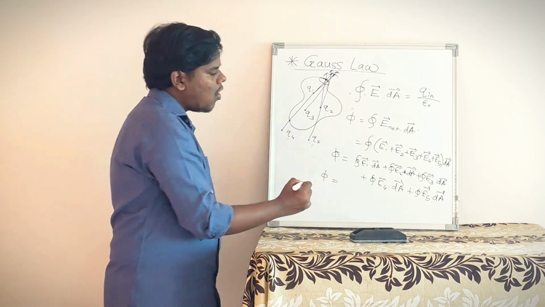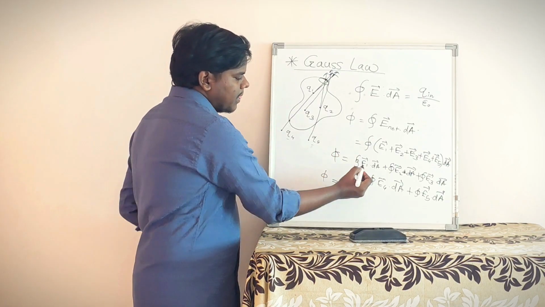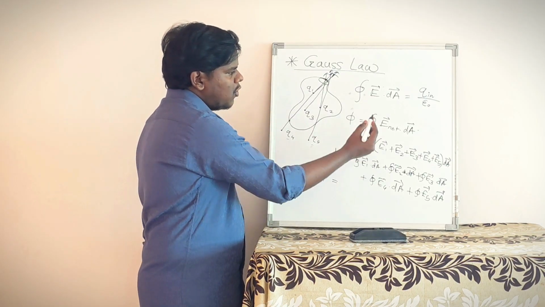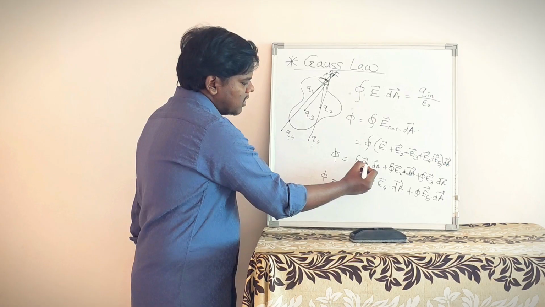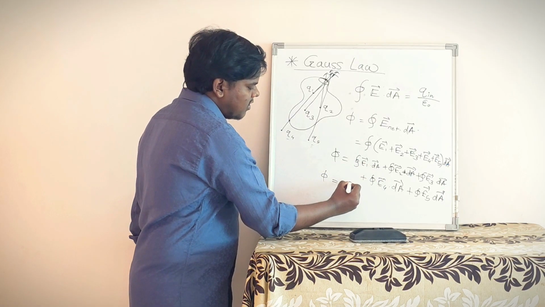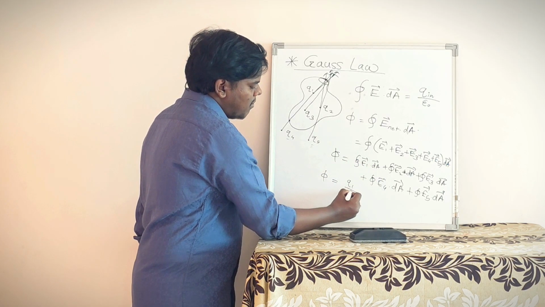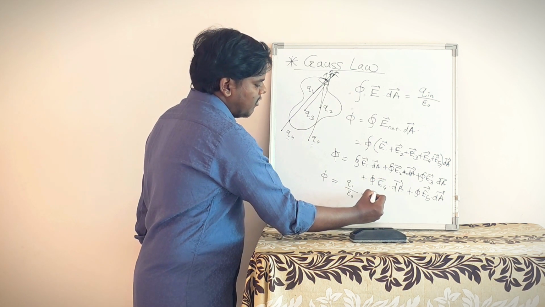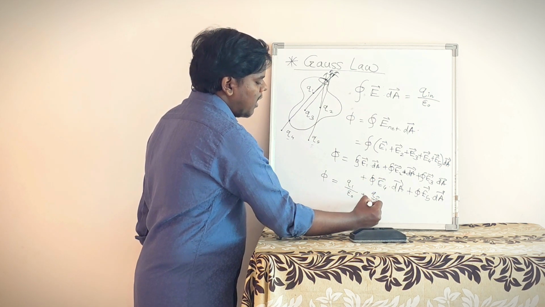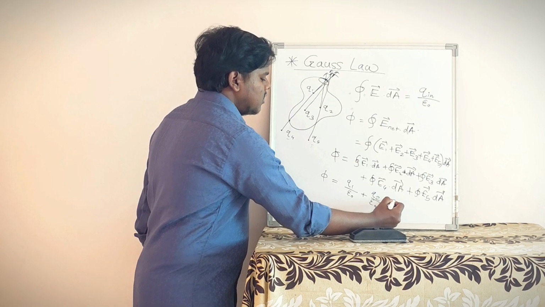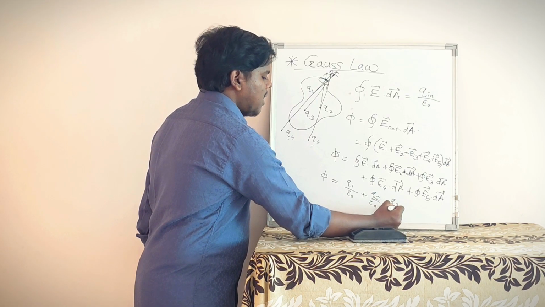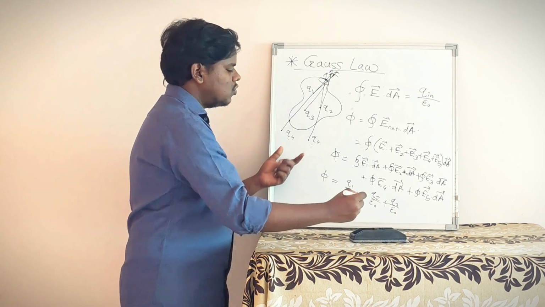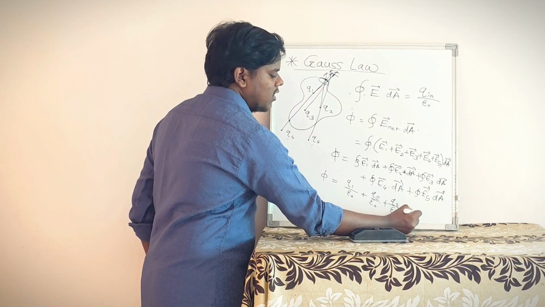So from Gauss law we know that ∮E1·dA equals Q inside upon epsilon naught. So basically ∮E1·dA means Q1 by epsilon naught. ∮E2·dA will be equal to Q2 by epsilon naught. Same way Q3 by epsilon naught. And due to these two charges, flux will be 0.